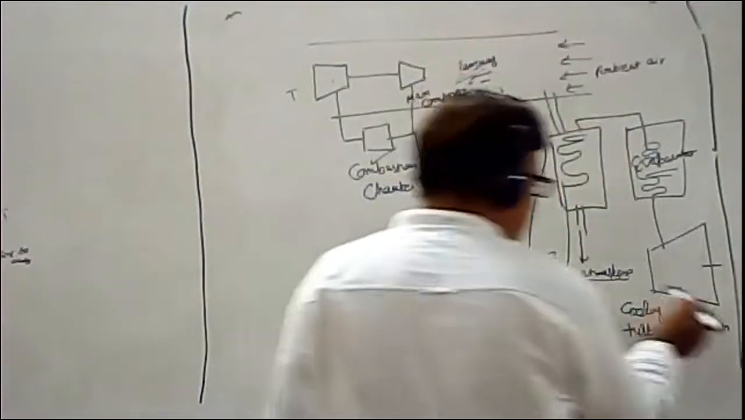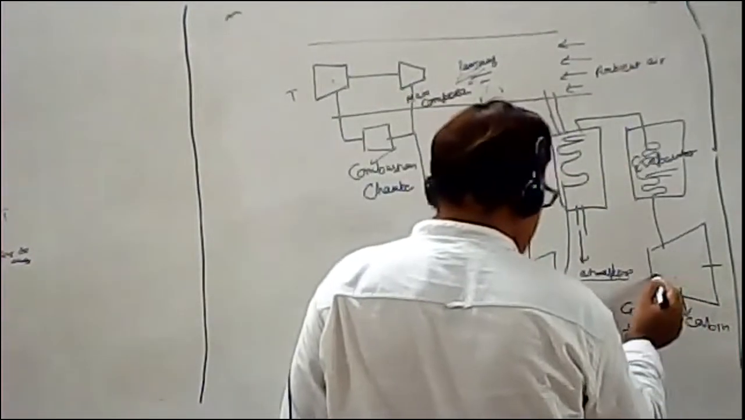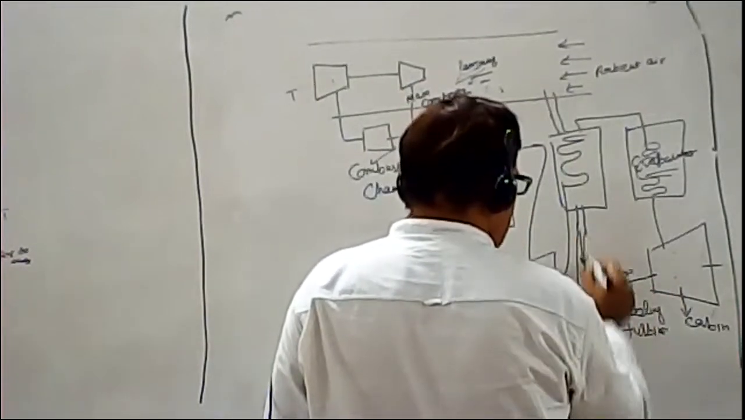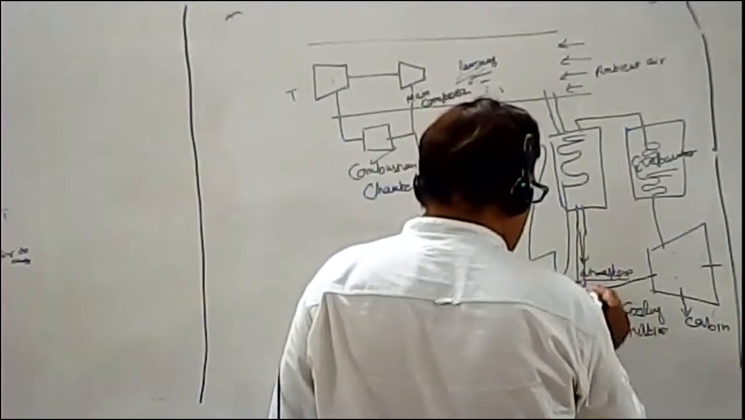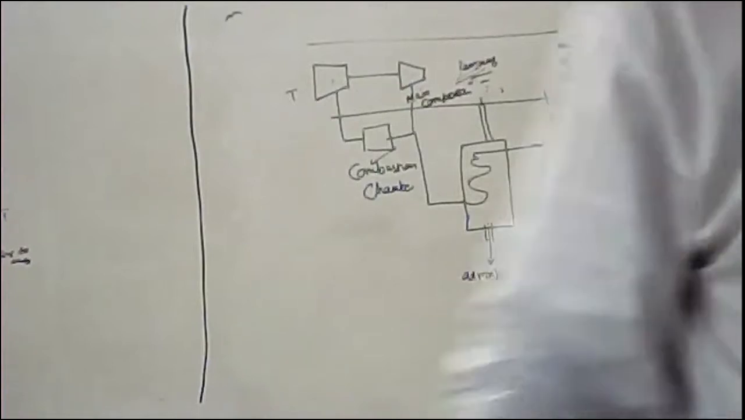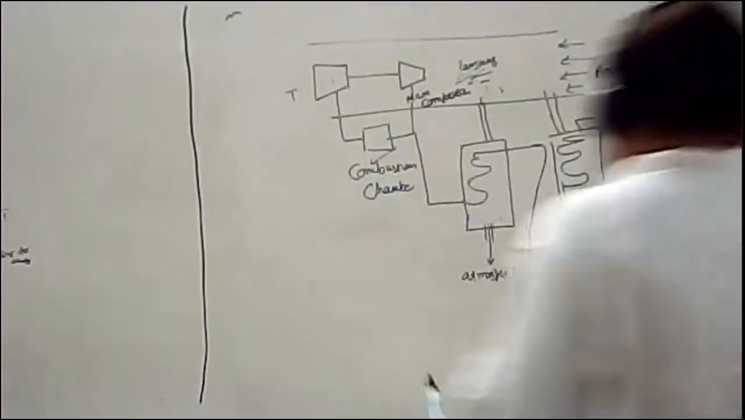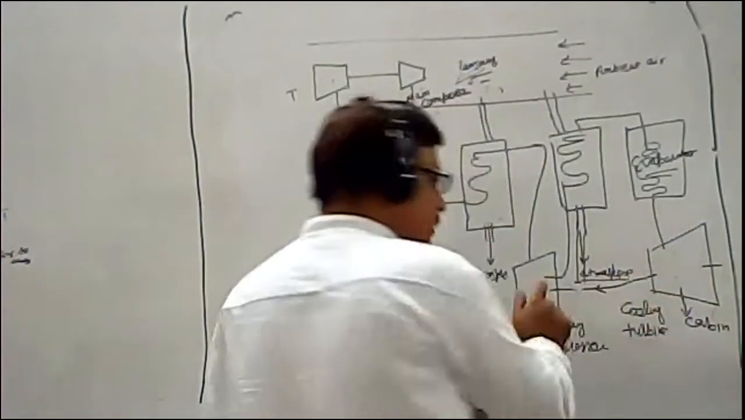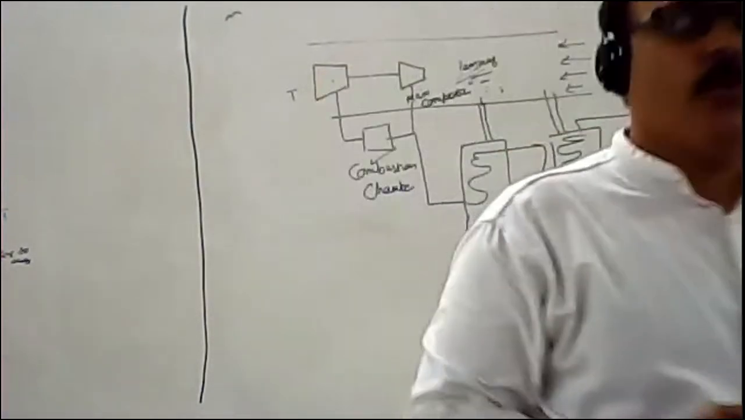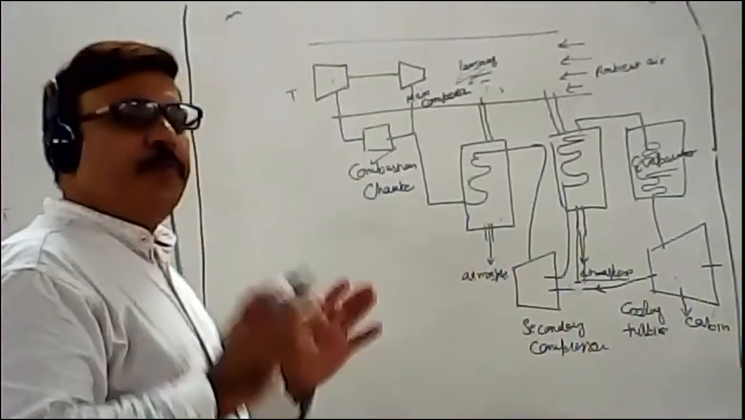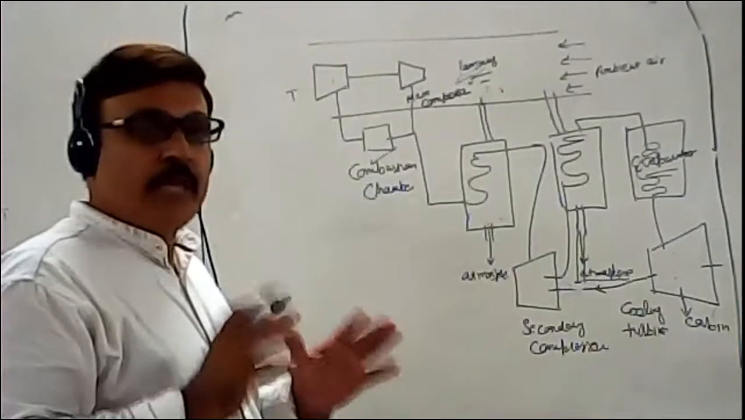This cooling turbine helps in running the secondary compressor through this reduction gear. If a reduction gear is not there, the cooling turbine can directly run the secondary compressor. So this is the main diagram of bootstrap evaporative air cooling.